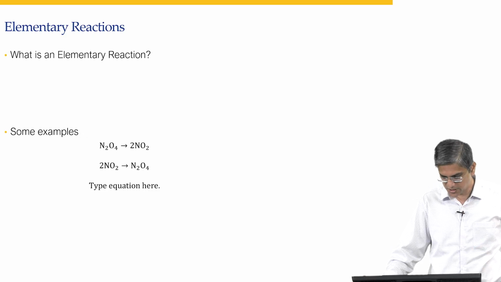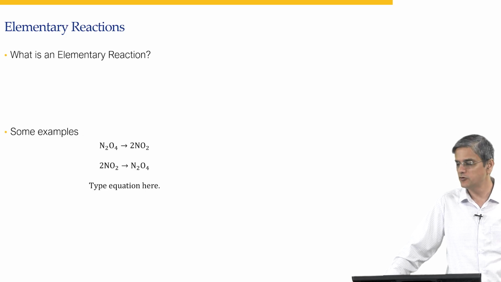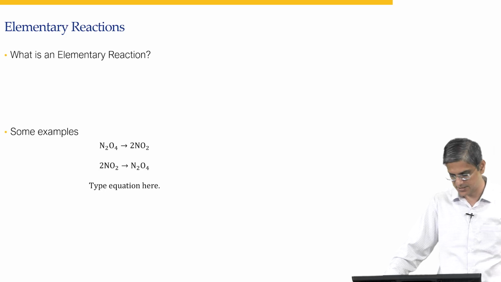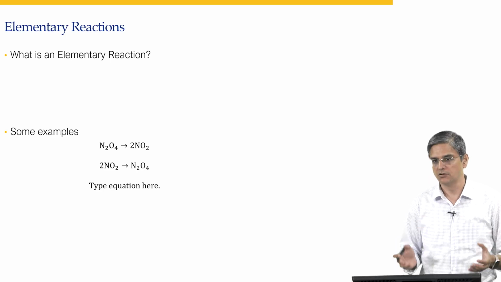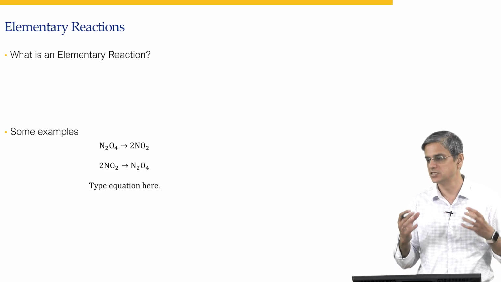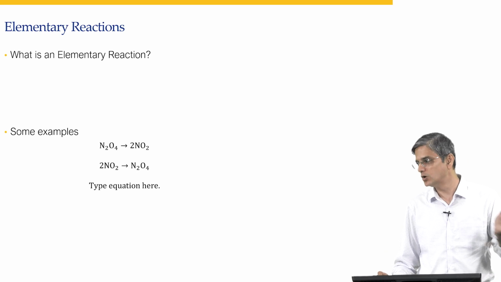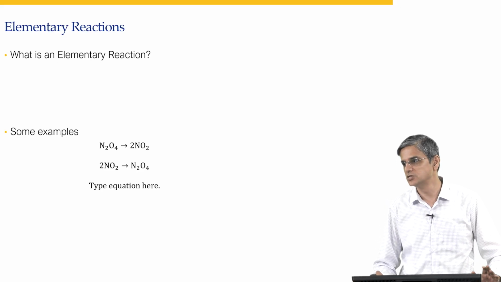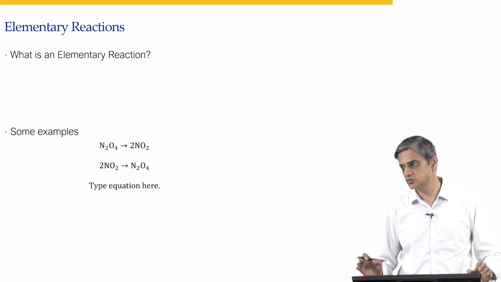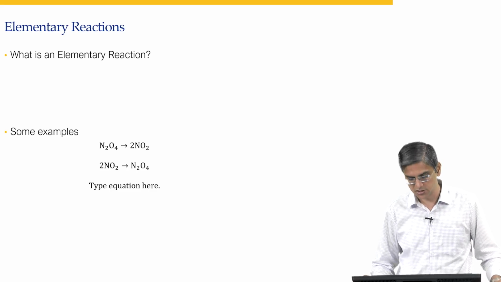So, an example of an elementary reaction is N2O4 giving 2NO2. So, this reaction exactly takes place as it is written. One N2O4 molecule at appropriate conditions will split up into 2NO2 molecules without anything else. It will go through a transition state, of course, always, but there is no intermediate product, no free radicals formed in an intermediate step. It directly goes into this step.